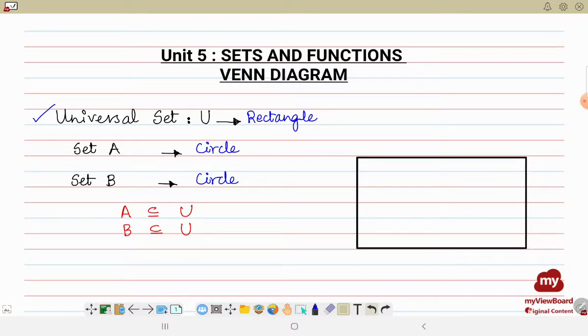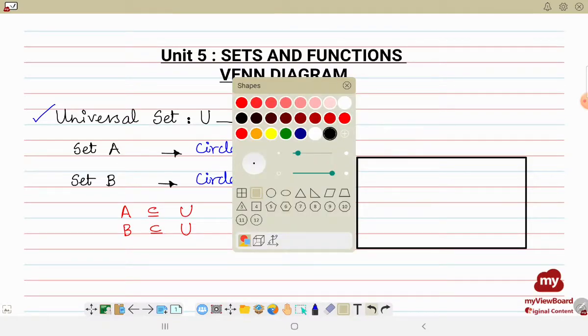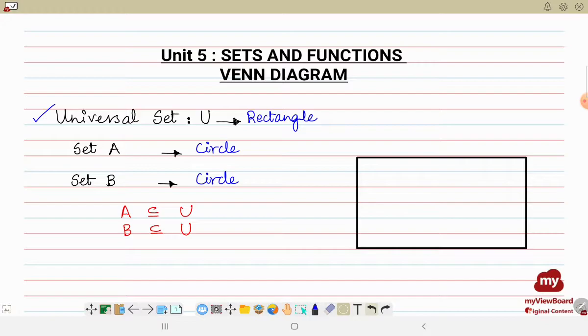And the smaller sets which are smaller than the universal set, the set A or the set B or any other set which is a subset of the universal set, are represented by the circles that lie within the universal set. So this rectangular block represents the universal set and the smaller sets which are subsets of this universal set are represented by the circles. So a Venn diagram is another way of representing sets.